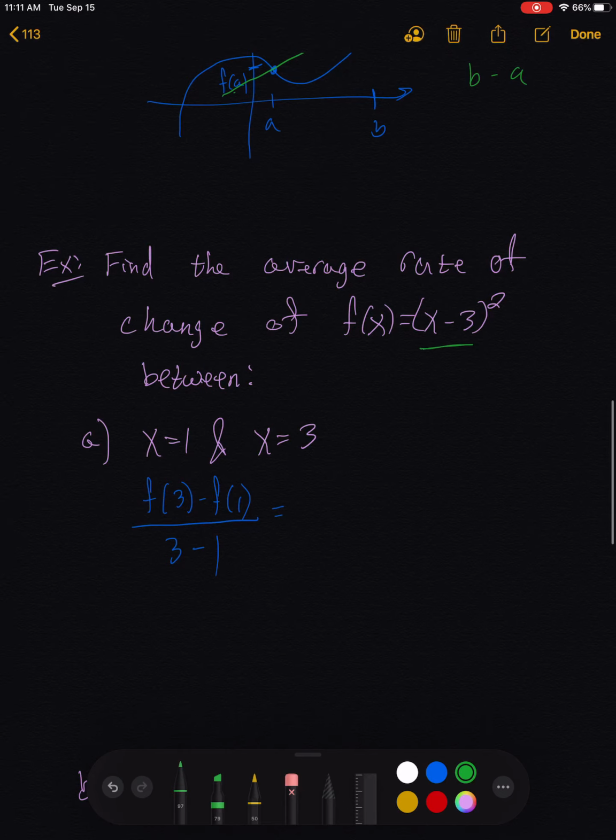That's actually kind of nice, right? If I plugged in 3 to this, I'd have 3 minus 3, which is 0. 0 squared is 0. Minus f of 1, so if I plug in 1, I'd have 1 minus 3 is negative 2. Negative 2 squared is 4. Over 3 minus 1, which is 2. So this gives me negative 4 over 2, which is negative 2.